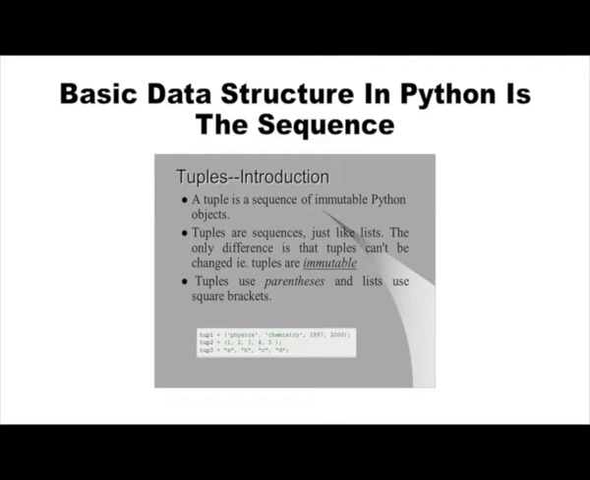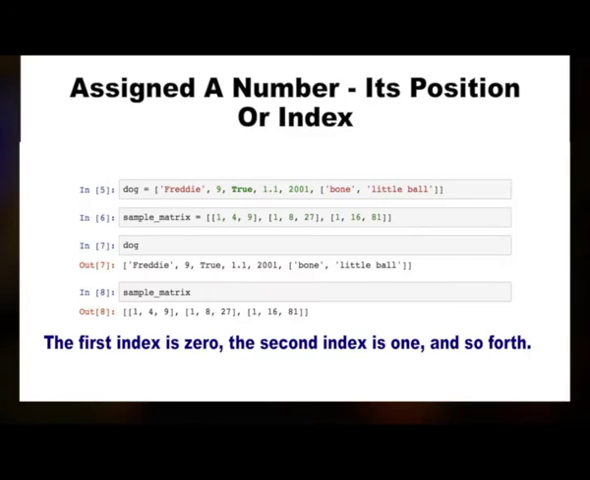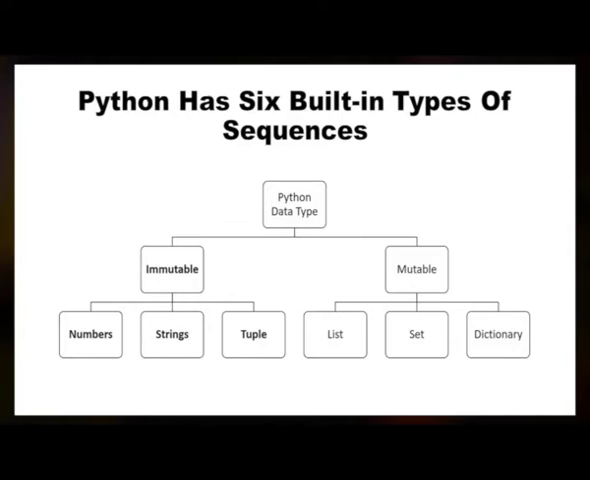The most basic data structure in Python is the sequence. Each element of a sequence is assigned a number, its position or index. The first index is 0 and the second index is 1 and so forth. Python has 6 built-in types of sequences, but the most common ones are lists and tuples, which we will see in this module.